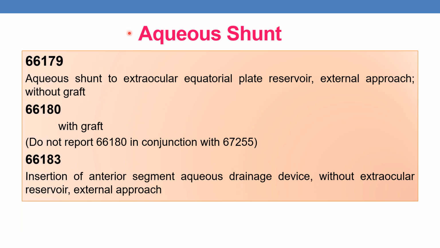Now coming to aqueous shunt. The first CPT is 66179. Aqueous shunt to extraocular equatorial plate reservoir, external approach, without graft. And if the procedure is performed with the graft, the CPT is 66180. And do not report 66180 in conjunction with 67255. The next CPT is 66183. Insertion of anterior segment aqueous drainage device, without extraocular reservoir, external approach.